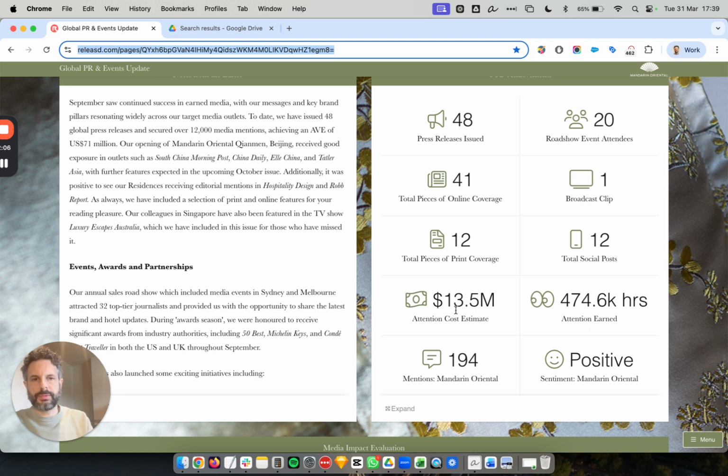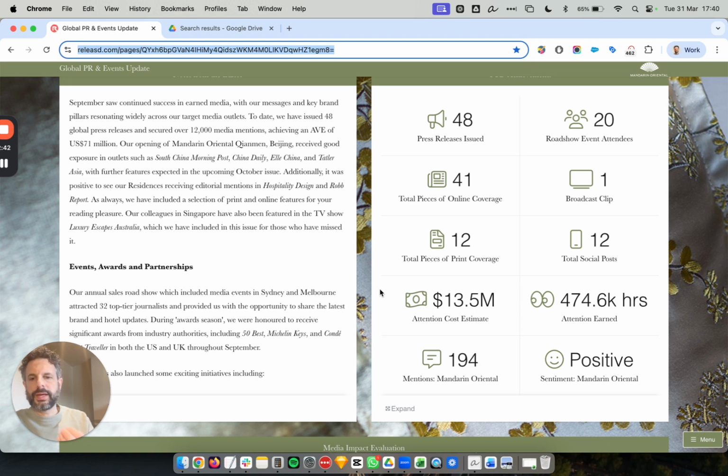Attention cost estimate uses that attention earned number as one of its fundamental inputs. So attention cost estimate says this: here's the amount of hours that we achieved in terms of focused attention for our earned media coverage. Earned is a key word here. The PR team hasn't paid for that coverage. If you were to try and purchase the same amount of attention with digital ads that might sit around coverage, what kind of spend would you need purely for those digital ads?